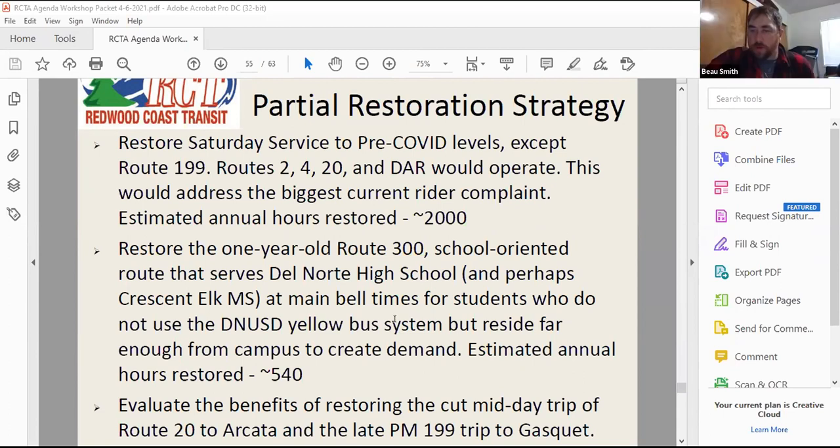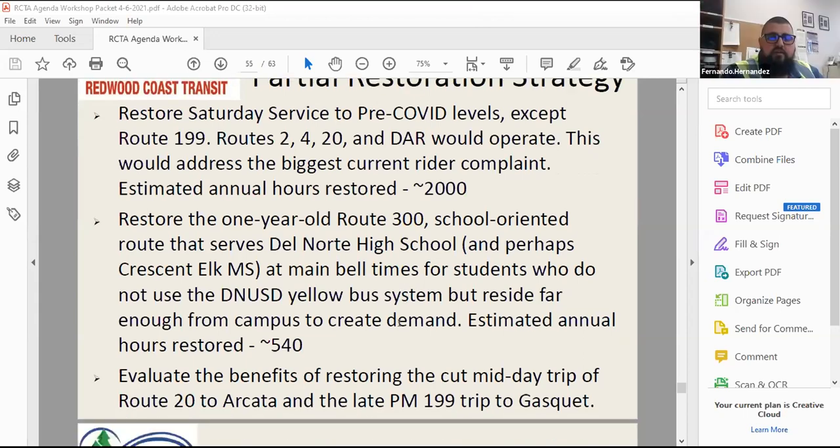Do your more experienced drivers take your longer routes? Oh, that's a good question. Fernando, you want to talk to that? It varies depending on what the driver wants. And pretty much everybody does a little bit of everything.